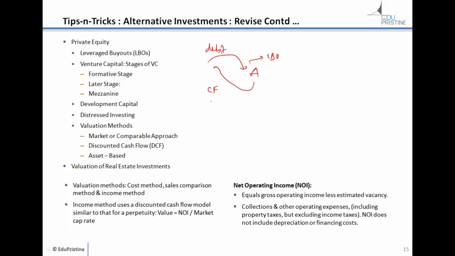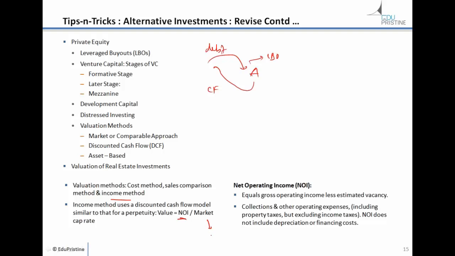Now the income method uses a discounted cash flow model similar to that of a perpetuity. If you have seen the formula for perpetuity, it is similar. If I'm using the income method, then the value of the investment would be the net operating income divided by the market cap rate. Market cap rate is nothing but the market capitalization rate, or the rate of discounting.